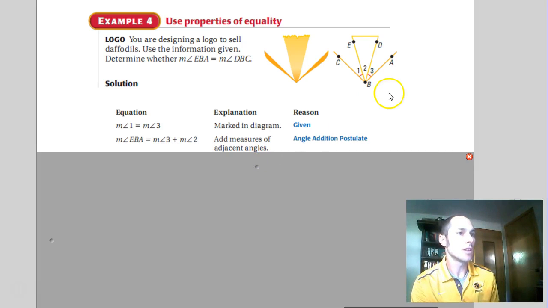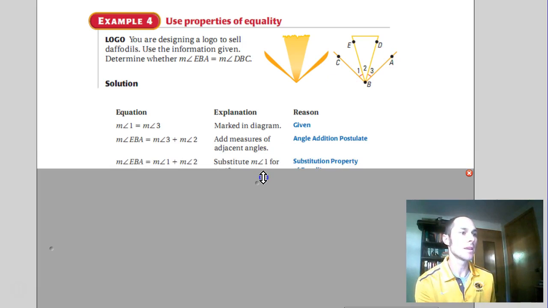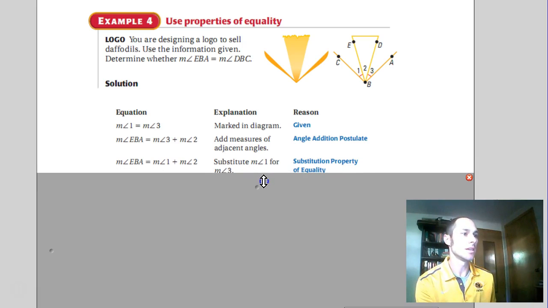So first of all, let's show that angle EBA is equal to measure of angle 3 plus measure of angle 2. It's that angle addition postulate that we talked about. Those two smaller angles equal the bigger angle. Same way we can say that EBA is now equal to measure of 1 plus 2 because 1 is the same as 3, so we can just substitute 1 in for 3. It's the same measure. That's the substitution property of equality.